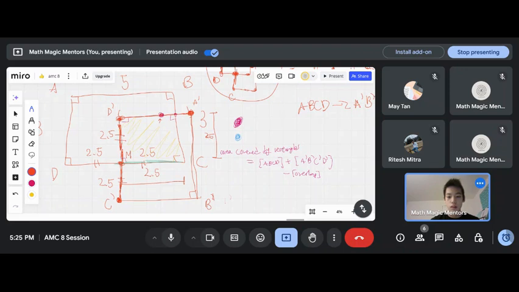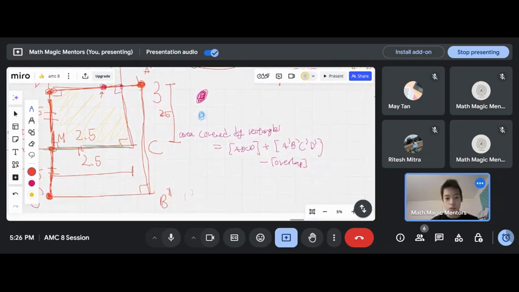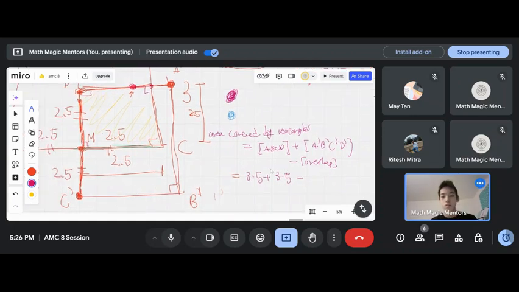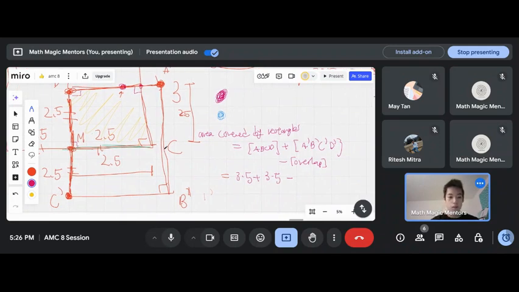So this times this is actually just a square like that. And so the overlap should be, well, let's just compute the areas first. The area of ABCD is 3 times 5. The area of its image is the same because you're not changing anything by rotation about a point. 3 times 5 plus 3 times 5 minus the overlap, which is 2.5 times 2.5.